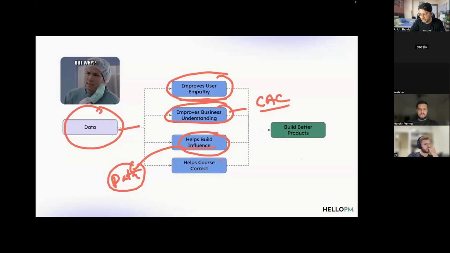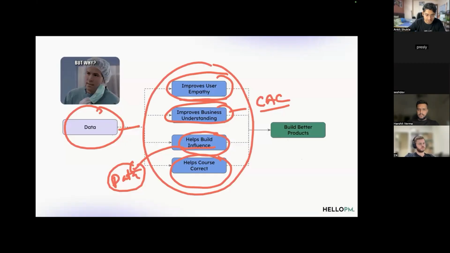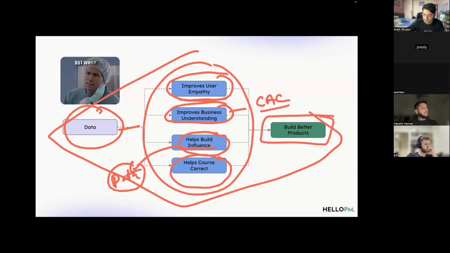And most importantly, data will also help you course correct. By course correcting, I mean you decided that we are going to make 10 million revenue in this quarter. You launch something. Then you measure the revenue again, but it is not going as per your expectation. So you can always course correct, because your metrics are telling you that you are not going in the right direction. And if you combine all of these four things, you are going to build better products. Okay, so this is why you as a product manager need to understand how to use analytics.